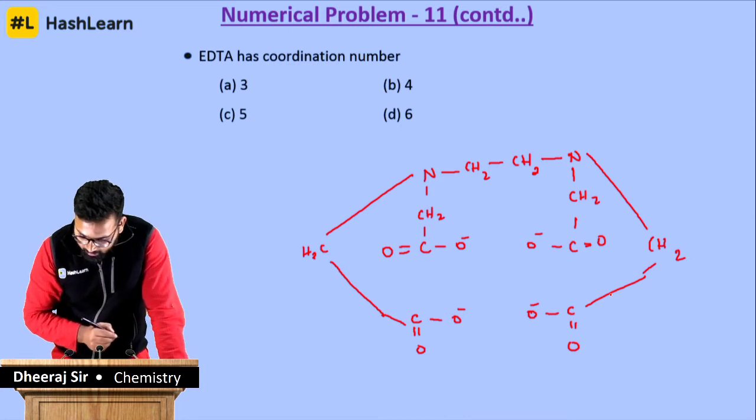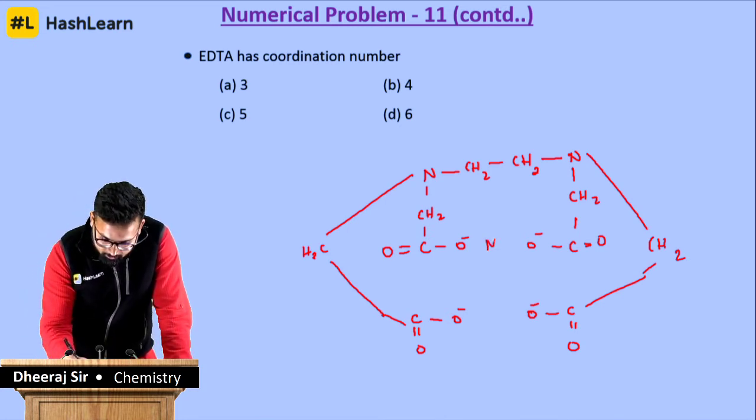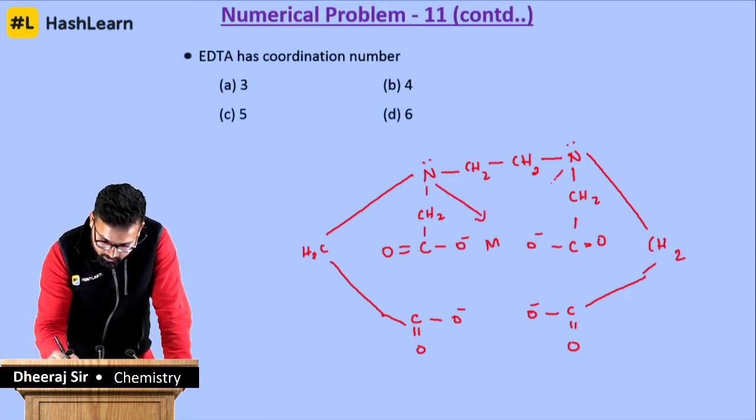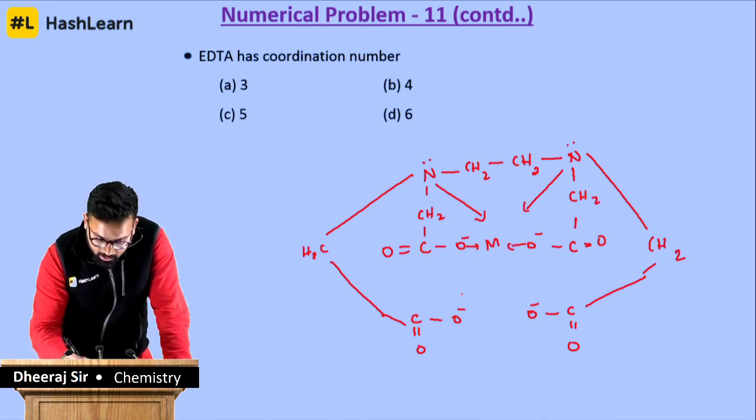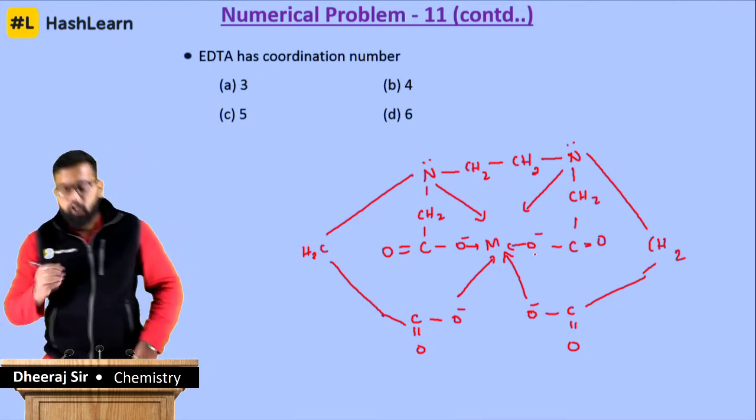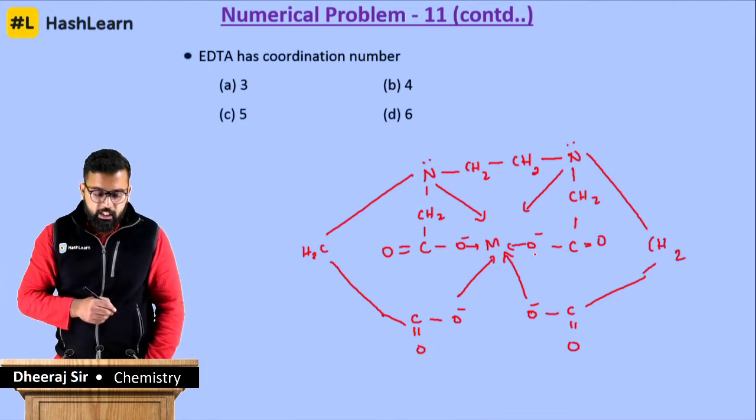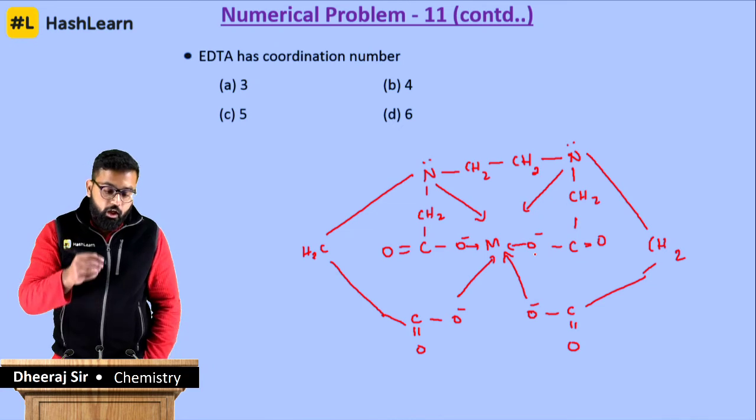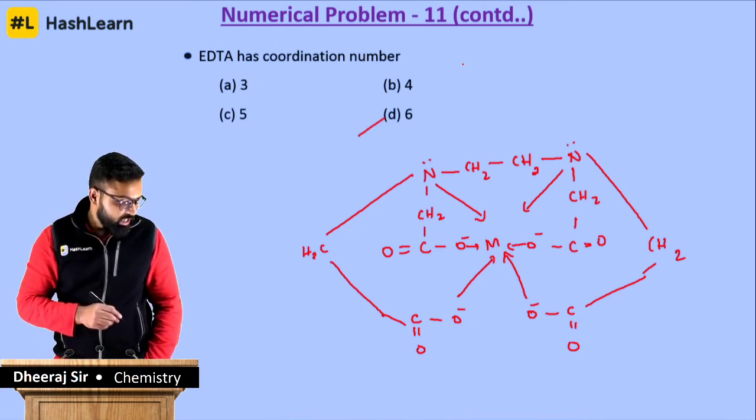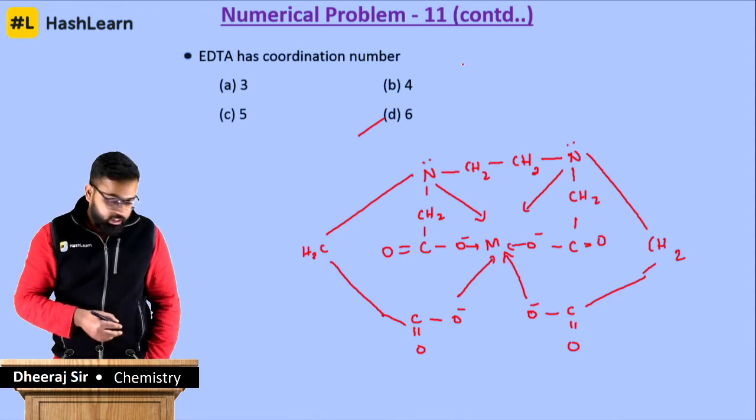Now see where the electron pairs are coming from. So there is a lone pair on this nitrogen, therefore nitrogen will donate its pair of electrons, this oxygen will donate, there are two oxygens, and these oxygens will donate as well, which means it is going to receive 6 pairs of electrons. If it is going to receive 6 pairs of electrons, how many coordination bonds is it going to form, or what is going to be the coordination number? It is going to be 6, that is option D, answer 6.